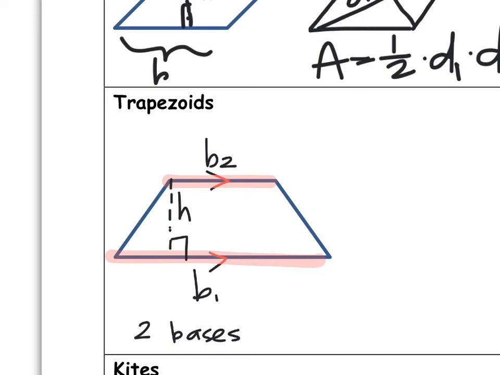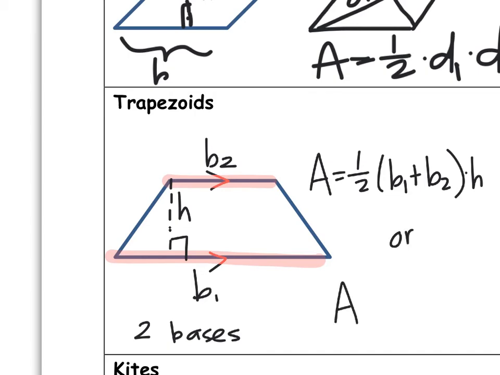All right, the area formula for a trapezoid is 1/2, in parentheses, you add the bases, base 1 plus base 2, multiply by height. You could also write this formula like this. Area equals, in parentheses, base 1 plus base 2 times the height, divide that by 2.